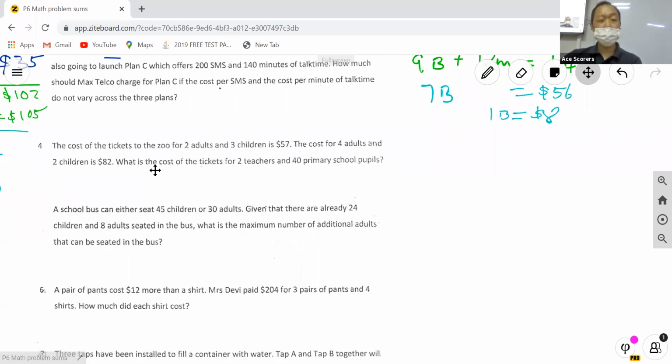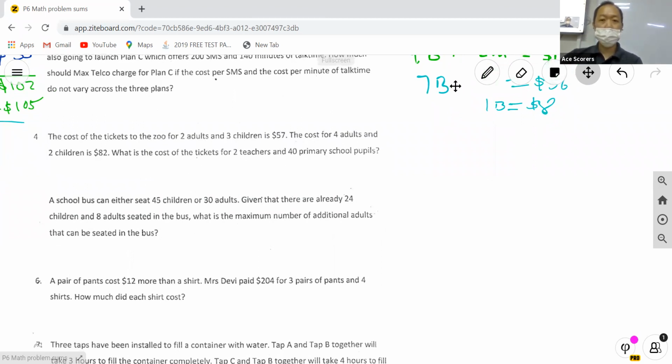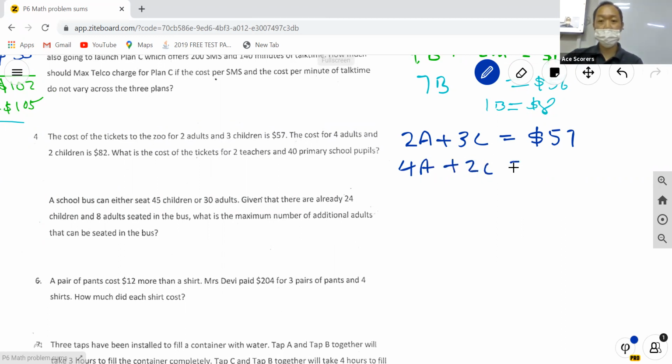So next one. The cost of tickets to the zoo, 2 adults, 3 children is $57. So 2A plus 3C equals $57, right? So the cost for 4A and 2C is $82. Okay, we want to find the cost for 2 teachers and 40 pupils. So you must find adult, then you also must find children, right?